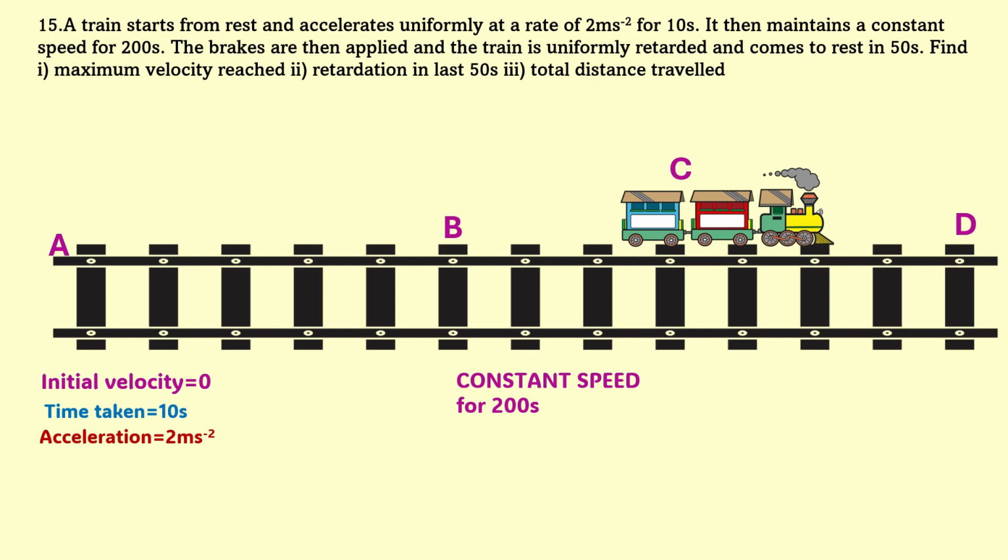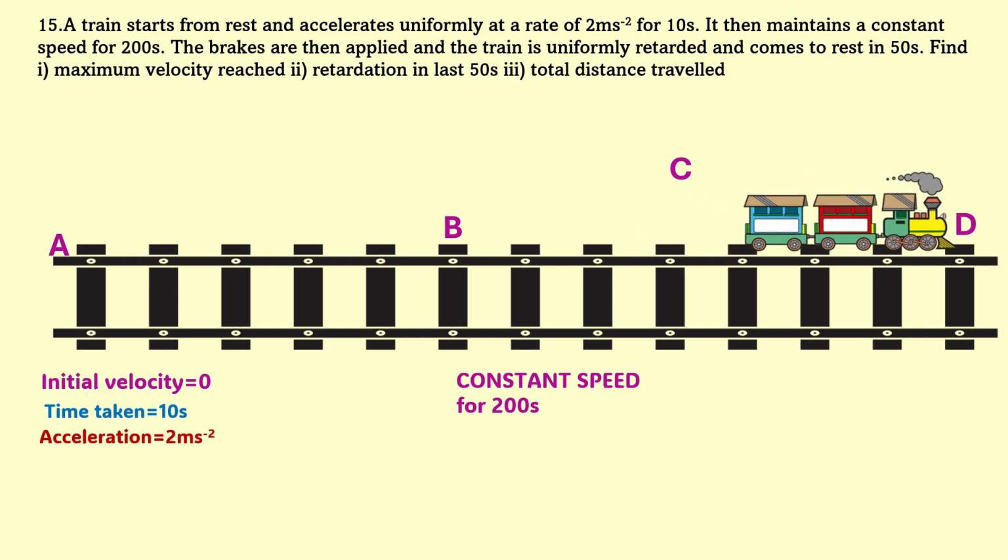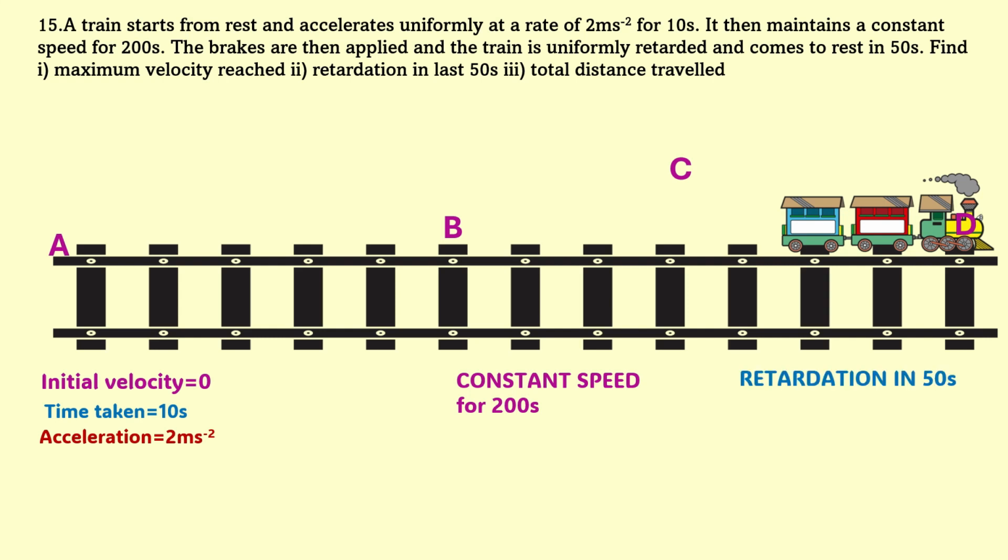Now from point C, okay, the brakes are applied and the train is uniformly retarded and comes to rest for 50 seconds. So what is here is retardation in 50 seconds. In the last 50 seconds the retardation is happening. Okay. So let's solve the question part by part.